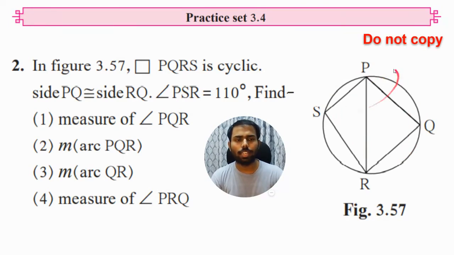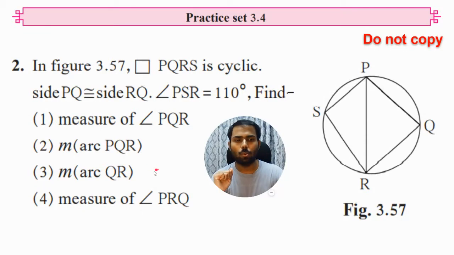So अगर ये 110 है तो ये arc का जो measure होगा that will be double. क्यों? क्योंकि PSR ये जो 110 है that is half of this arc. Okay, so if you just write that formula and you substitute, you will get it correctly. Okay, so second part will also be done. तुम्हें सिर्फ inscribed angle theorem use करना है.